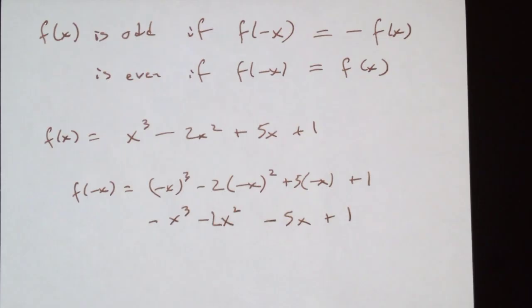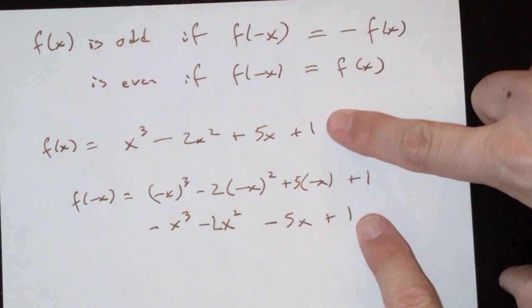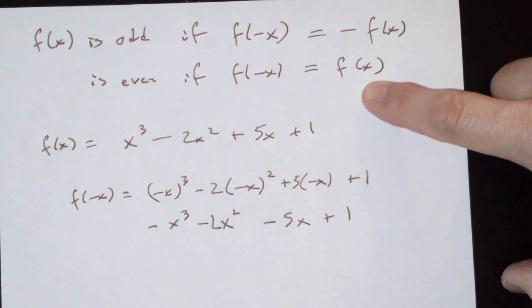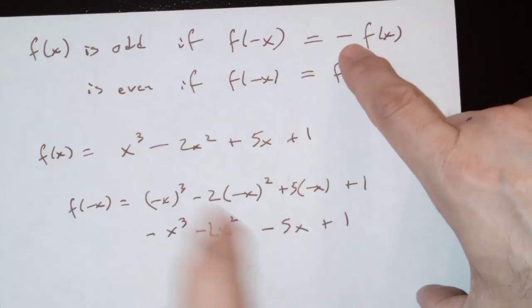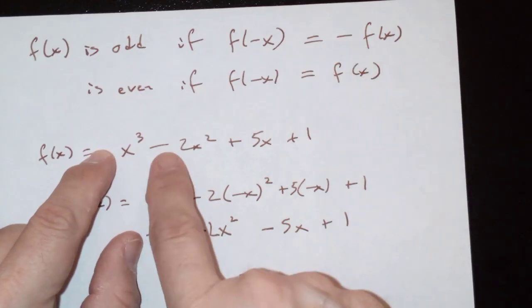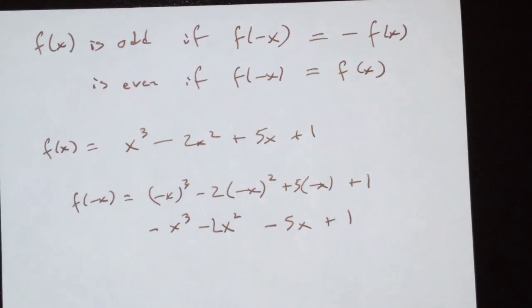The rest of this is comparison. I want you to compare this to this. Are the signs exactly the same? If this is not true, it is not even. So they're not exactly the same, we're not even. Are they all opposite? I've got a minus here and a minus here, those are opposite. But I've got a minus here and a minus here, those are not opposite, right? So this is not odd because it doesn't match this either.